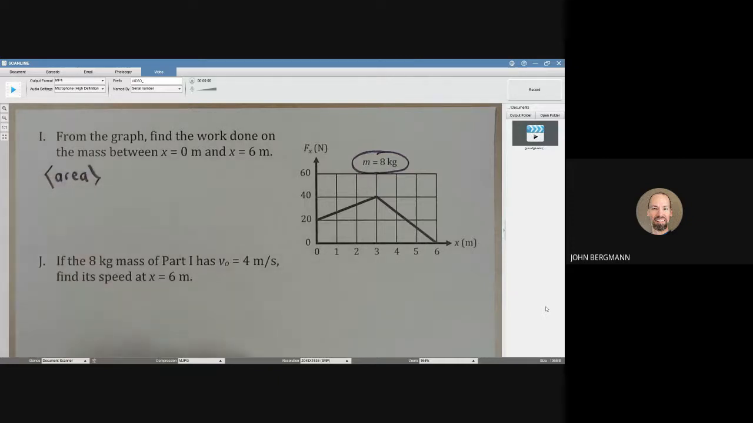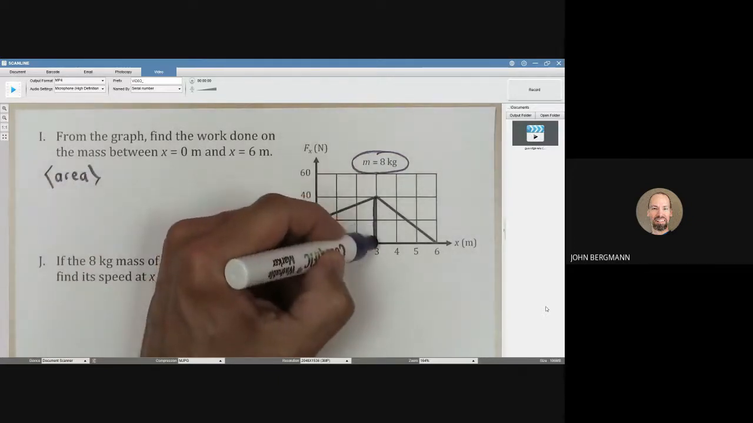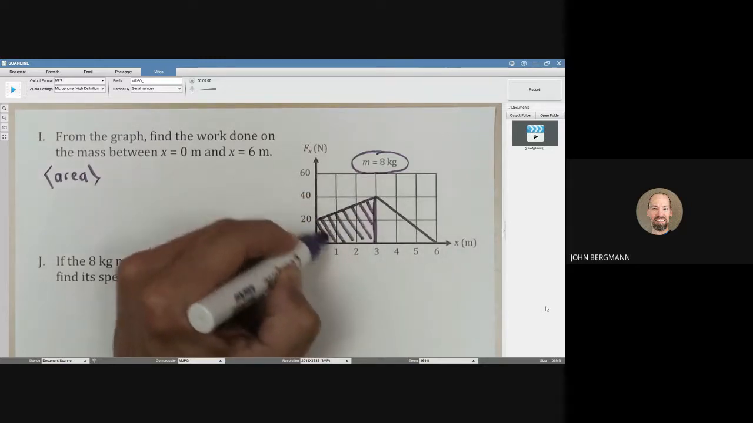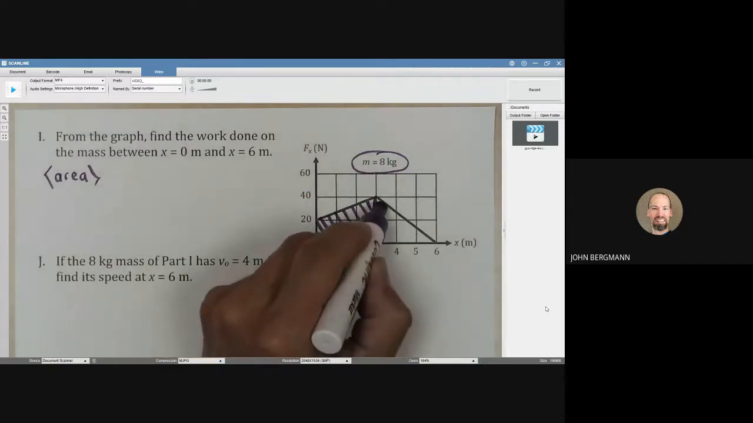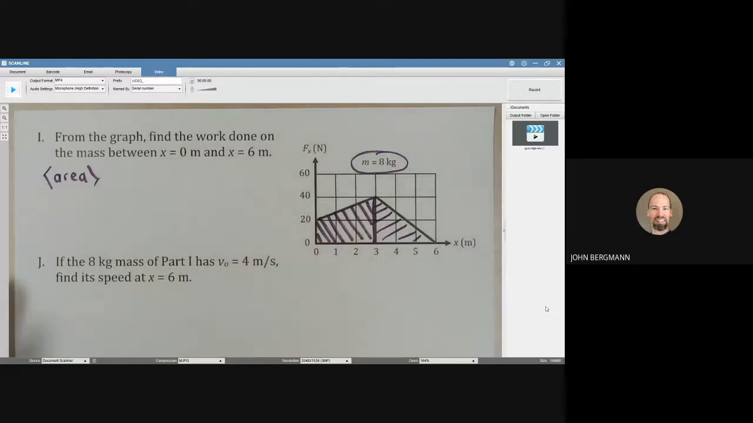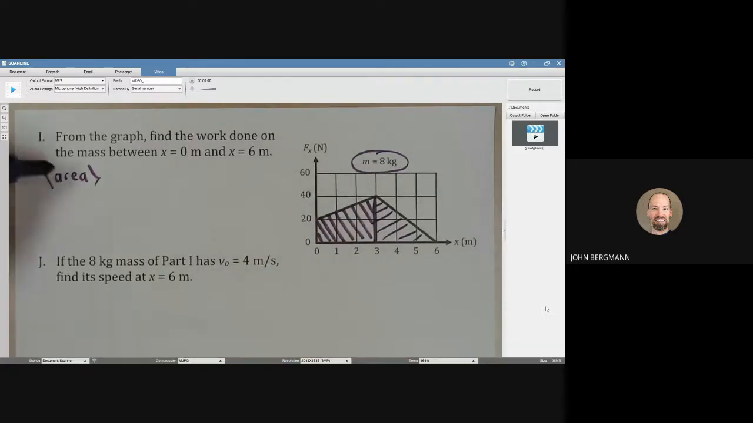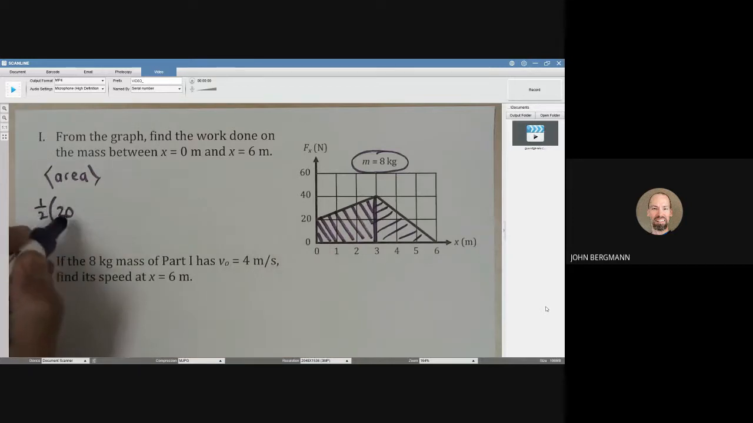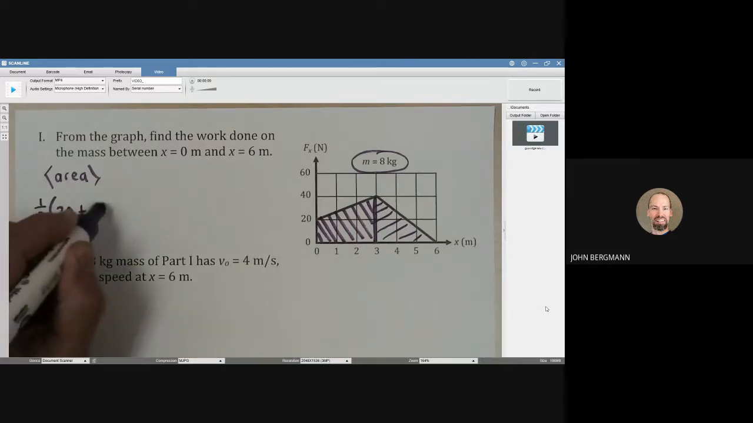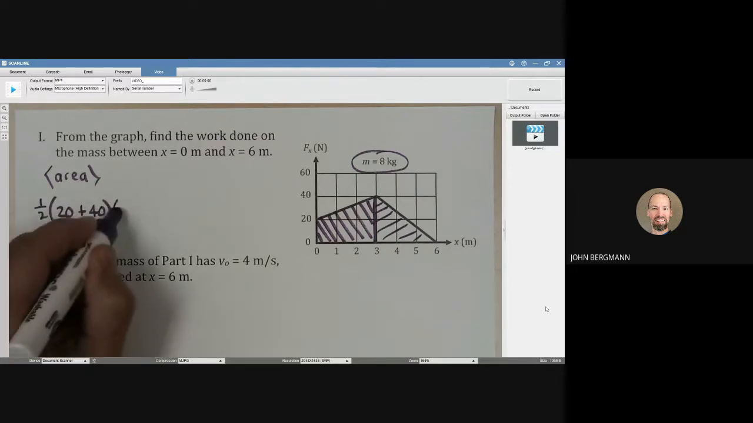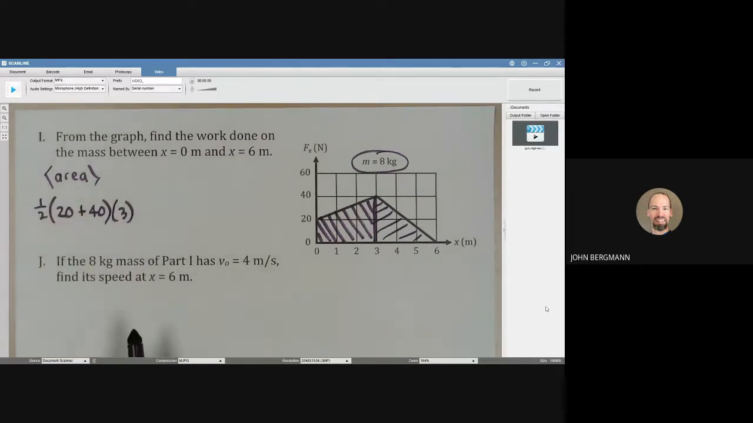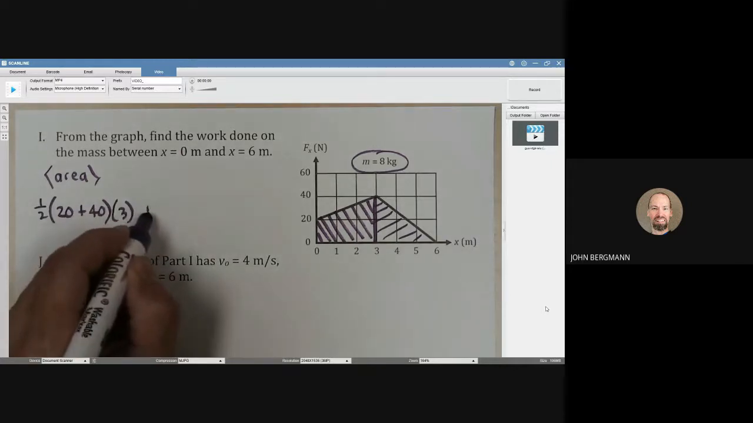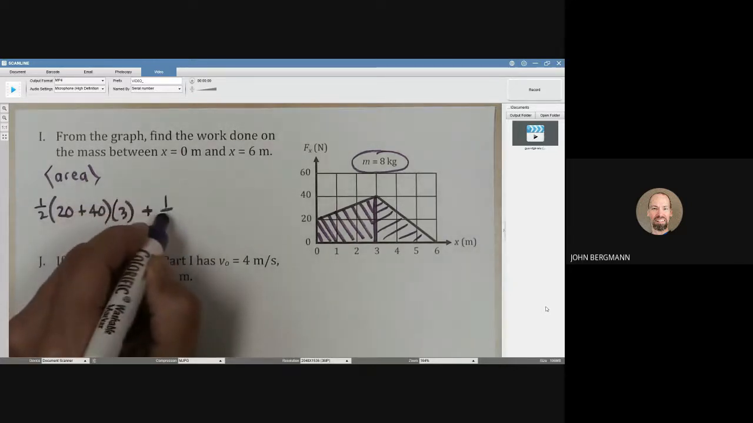So let's do that. I'm going to break this into two parts: a trapezoid right there, and then a triangle right there. The area of a trapezoid is 1/2 times the sum of the parallel sides, which is 20 on that side and 40 on that side, and then we multiply by the width, which is 3. That's the area of the left portion of the graph, and then here we have a triangle, so that's 1/2 times 3 times the height, which is 40.